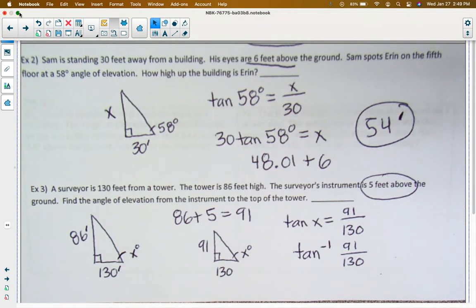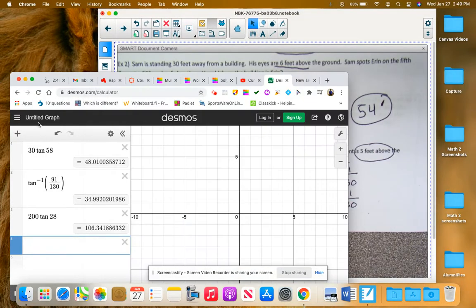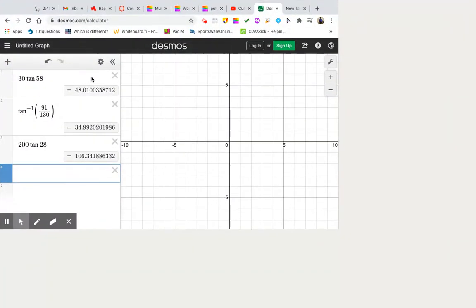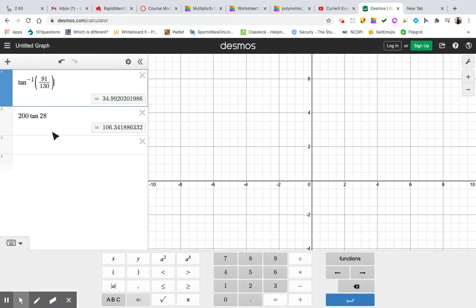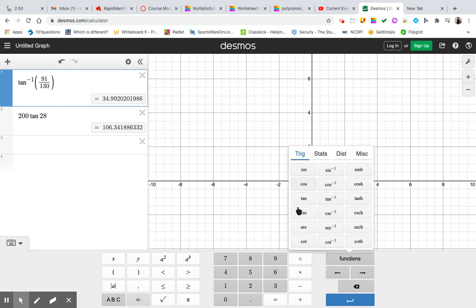So I already have that typed in for us, but I want to make sure you know where your buttons and stuff are. So I typed in the inverse tangent of 91 divided by 130. Now, if you go down to the bottom, you'll see your Desmos keyboard to help you type this in. Here it is right here. If you go to functions, this is where you find your angle stuff in case you forgot. So I already typed it in, but this is your tangent button where my mouse is hovering around there, and you type in your number.